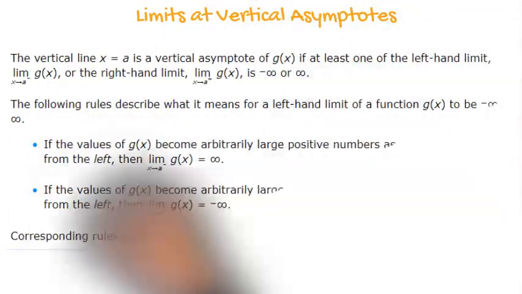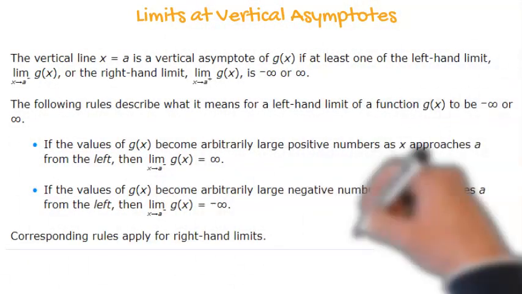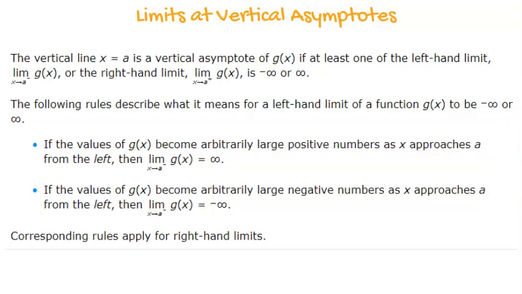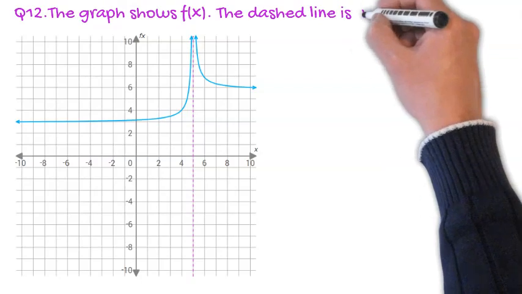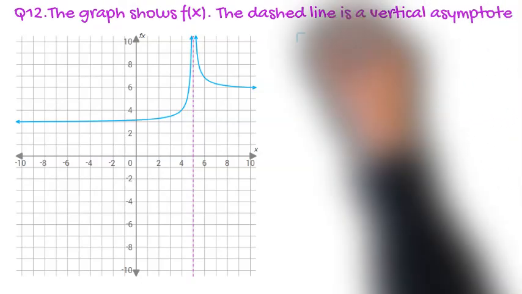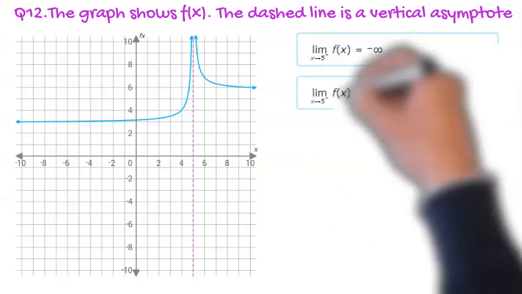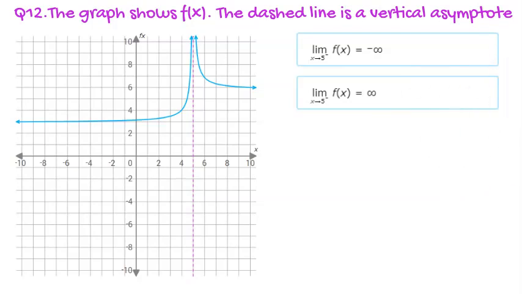Rules for right-hand limits. Corresponding rules apply for right-hand limits. The graph shows f(x). The dashed line is a vertical asymptote. Choose the correct statement.